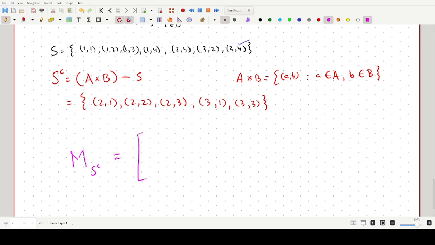That would again have how many rows? It will have 3 rows, right? So 1, 2, 3. Each of these rows corresponds to the elements of set A, and it would have 1, 2, 3, 4 columns, each of these columns corresponding to the elements of set B. Now let's write them down. 2 comma 1 is there, 2 comma 2 is there, 2 comma 3 is there, 3 comma 1 is there, and 3 comma 3 is there. And all the other elements in this matrix are going to be 0. And that is the answer for the matrix of the relation S complement.